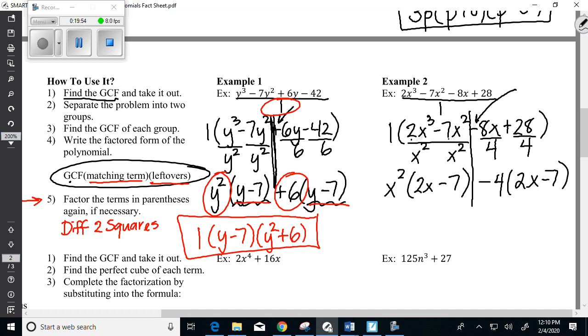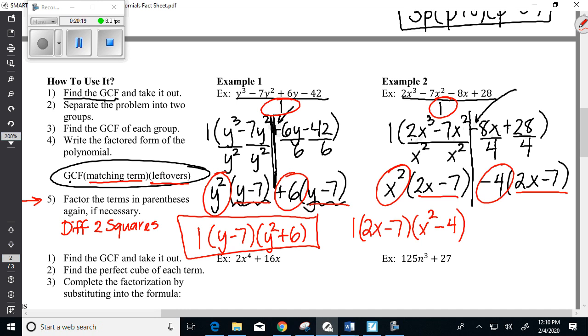Now we have some things that can be made to work. So let's set up our factors. GCF was 1. The matching term was 2x minus 7. The leftovers were x squared minus 4.